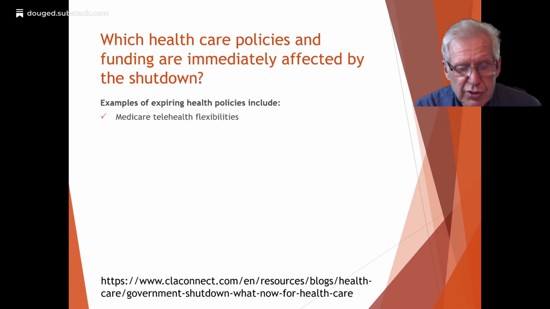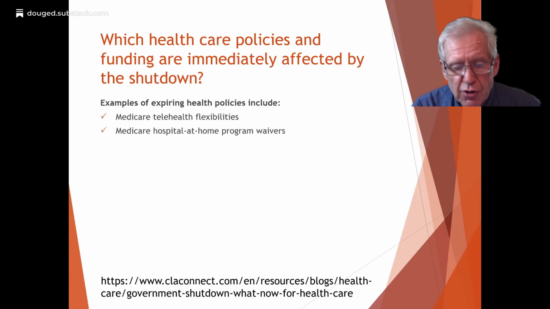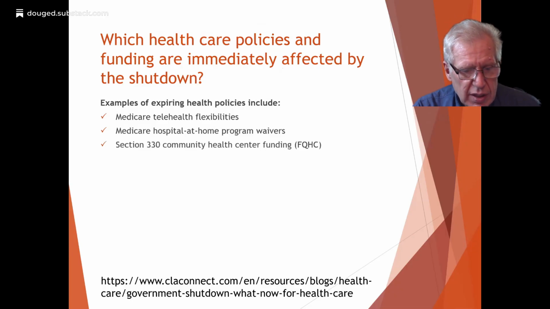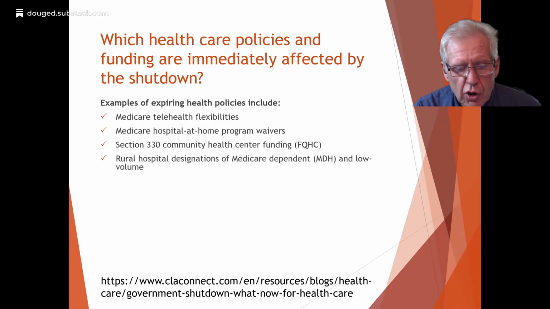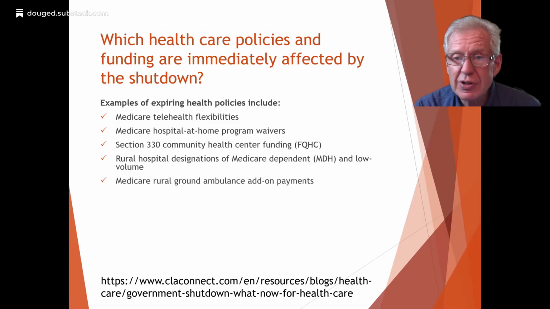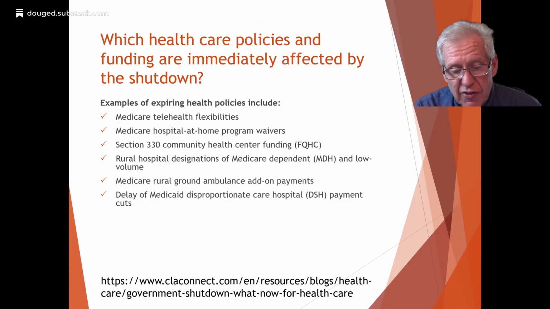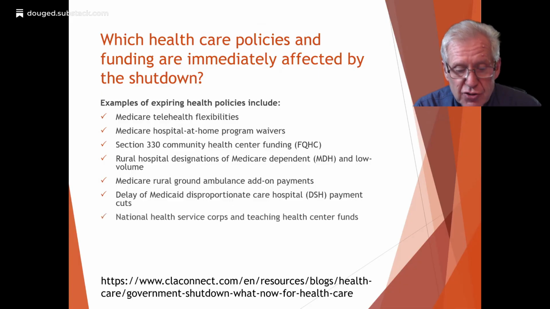So here they are. Certainly, Medicare telehealth flexibilities, the Medicare hospital at home program, a significant piece of using technology to extend patient care into the home. Section 330 community health centers, those are federally qualified health centers. Rural hospital designations of Medicare dependent and low volume. Medicare rural ground ambulance add-on payments. Delay of Medicaid disproportionate care hospital payment cuts. National Health Service Corps and teaching health center funds.